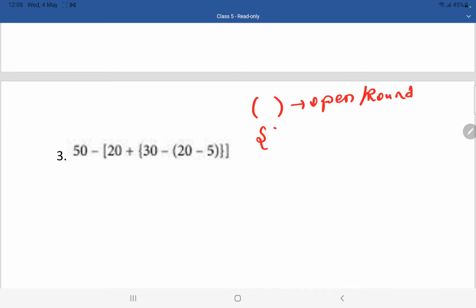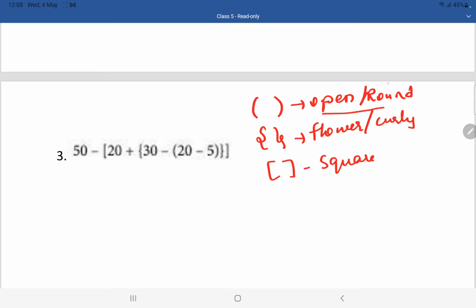Then you need to do the flower brackets, or the curly brackets. Then you need to go for the square brackets. This is the order you need to follow. First the open or round brackets, then the flower or curly brackets, because they are curly, you call them curly brackets. Then the square brackets. So children, the question is this one.